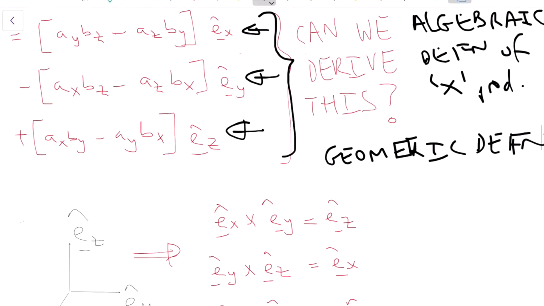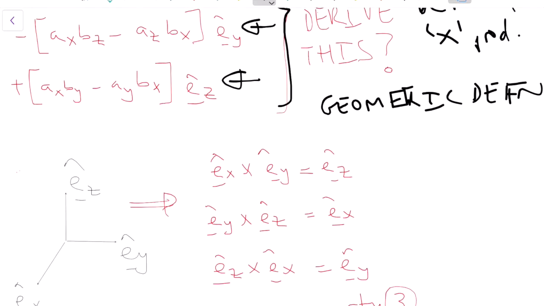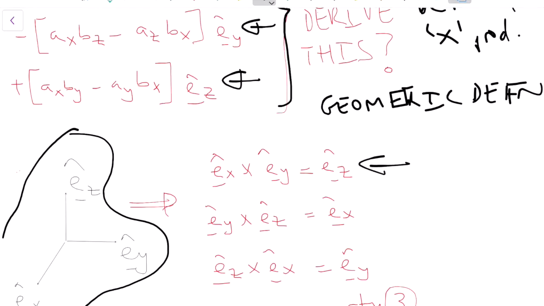But first, let's have a look at what happens when we take the cross products between unit vectors. Well, this is our run-of-the-mill coordinate axes, EX, EY, EZ, and from the geometric definition, it's pretty clear that EX cross EY will give EZ, EY cross EZ will give EX, and EZ cross EX will give EY. Why? Because they all have a magnitude of 1, so the magnitude will be 1, and the direction will be perpendicular to the two vectors here.